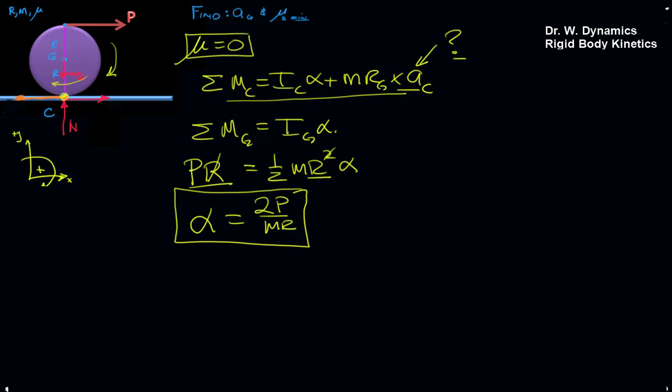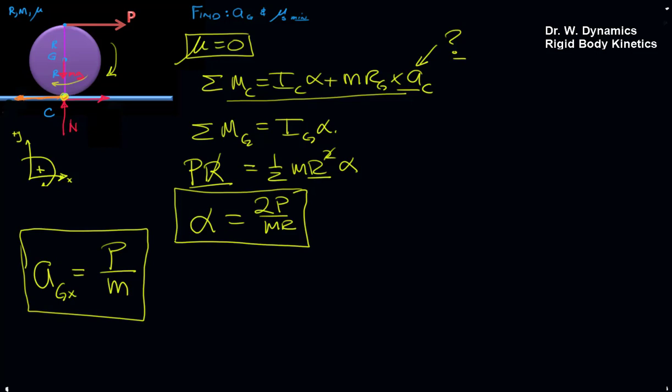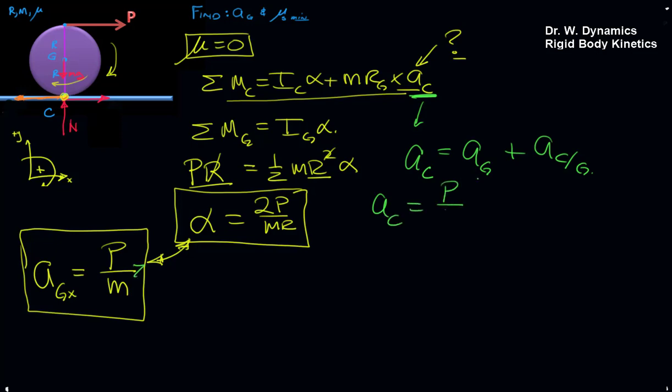We can also do Newton's law, and we'd see that a sub G x would be the sum of the forces. Again, there's only P, and that's divided by M. That's it. And how do we relate these two? Well, the relative acceleration equation. So we can say that the acceleration of C, which is what we want to find out, we don't know it, right, is equal to the acceleration of G plus the acceleration of C with respect to G. So the acceleration of C, we know the acceleration of G, it's P on M, in the positive i hat direction.